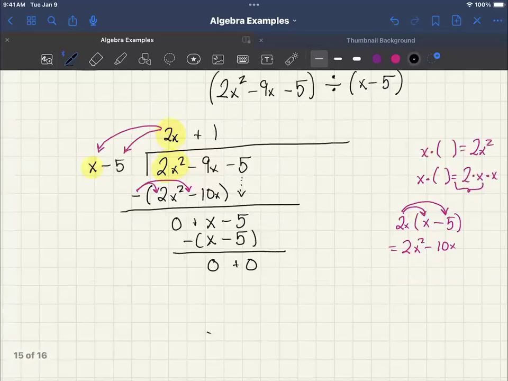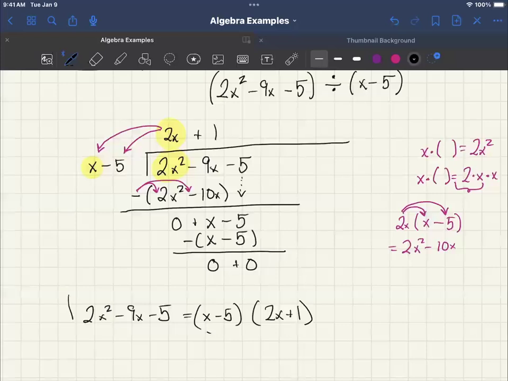And if we rewrite this in that equation form, we have our 2x squared minus 9x minus 5 on the outside, our divisor, and our quotient. And notice this one has no remainder. So here is our nice little solution to our polynomial division.